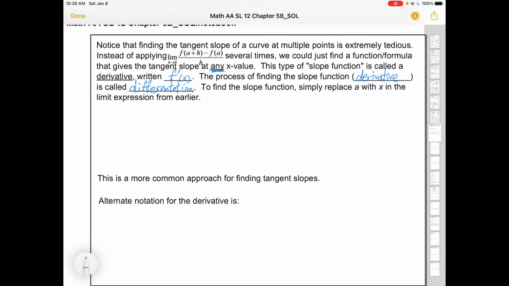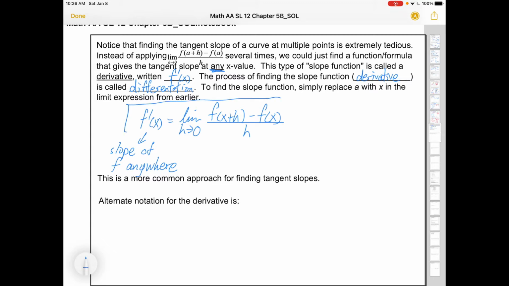To find the slope function, simply replace a with x in the limit expression from earlier. So if we want this derivative function, here's the only thing that changes. We go limit as h goes to 0. Instead of at a specific point, it's at some general point, x. So it'll be f of x plus h minus f of x all over h. We just replace a with x here. This is the slope of f anywhere, and then we can sub in values at the end.